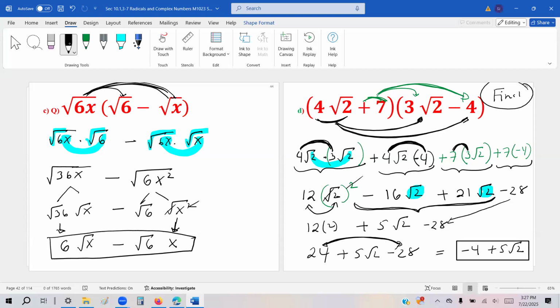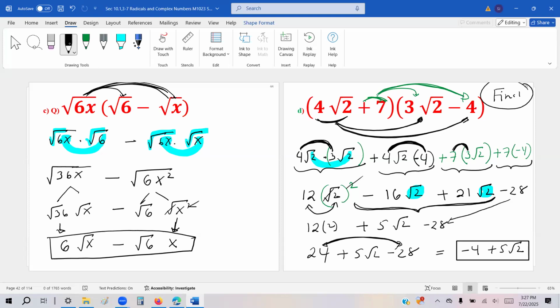Here it doesn't have any radicals, so just multiply the whole numbers, 7 and 3, just the coefficients. This doesn't have any radical, just multiply. Then after that, combine like terms. The square root and square cancel out, so you have 12 times 2, which is 24. And combine 28, so 24 minus 28 is negative 4. And these two are like terms because they are the same thing, square root of 2, square root of 2. So you combine their coefficients, like this 16 plus 21. You see how this comes.